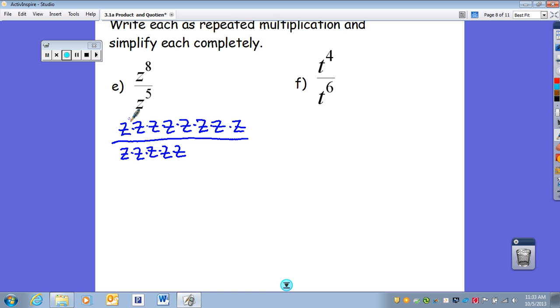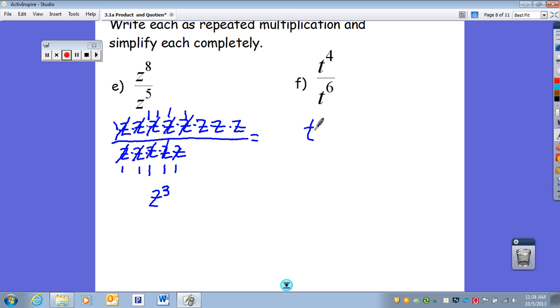So we can simplify by taking z divided by z, which would be 1, and again z divided by z, which would be 1, and so on, five times in all. We have 3 z's being multiplied times themselves in the numerator, so that's going to be z to the 3rd, and then 1 times itself 5 times in the denominator, which would be 1. So our final simplified expression is z to the 3rd power.